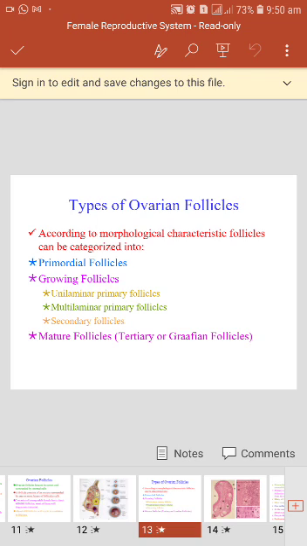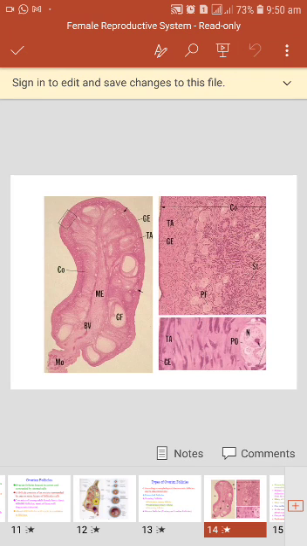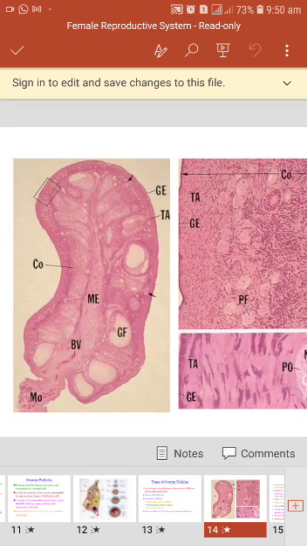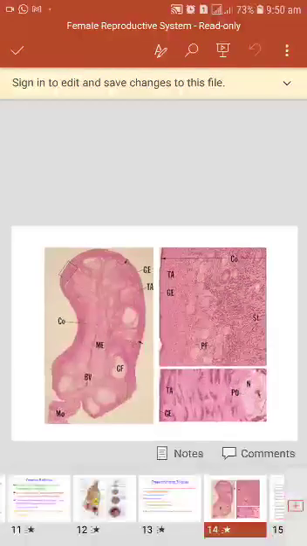Types of ovarian follicles. According to morphological characteristics, follicles can be categorized into the primordial follicle, growing follicles, as I told you, unilaminar and multilaminar, secondary follicles, and the mature follicles, which are also known as tertiary or Graafian follicles. In this diagram, you can see the outermost cortex, the innermost medulla, and the blood vessels leaving or entering through the hilum.